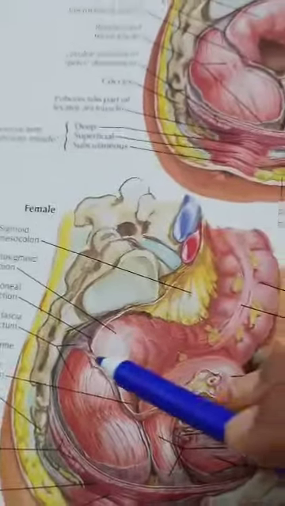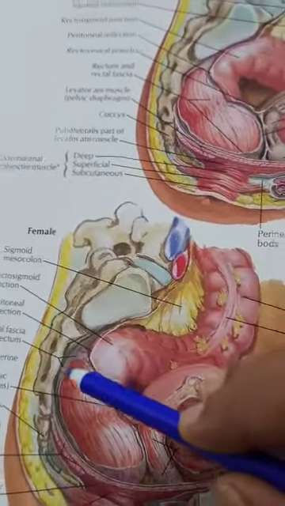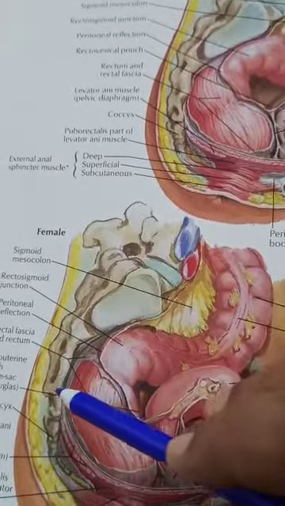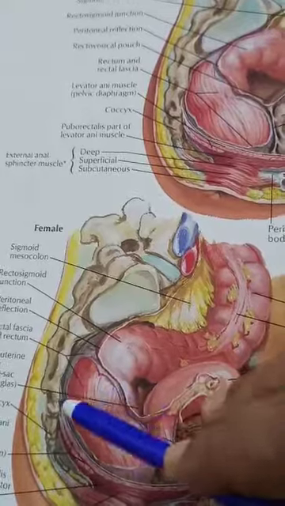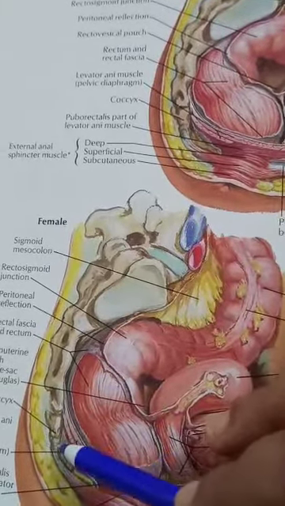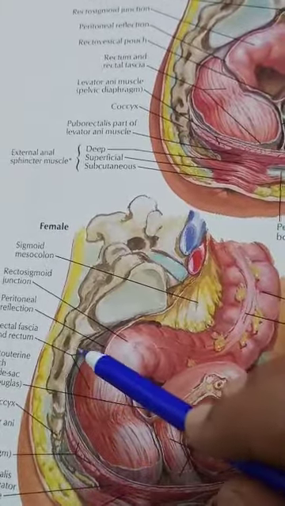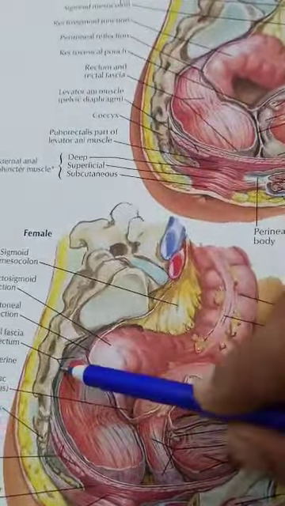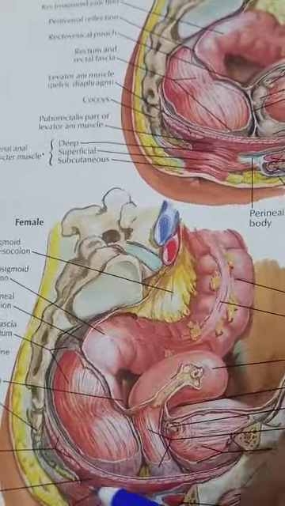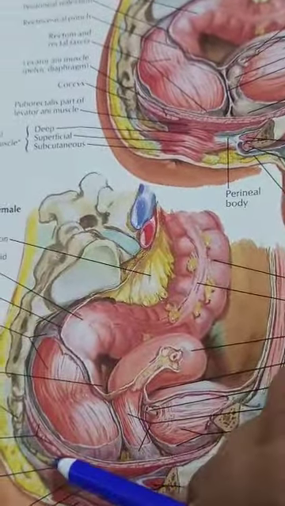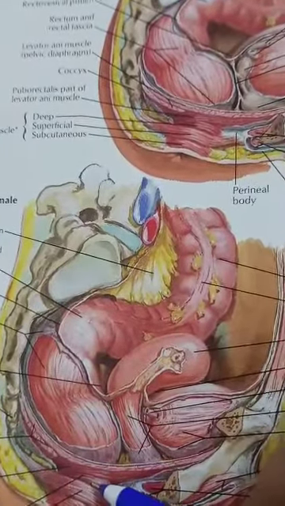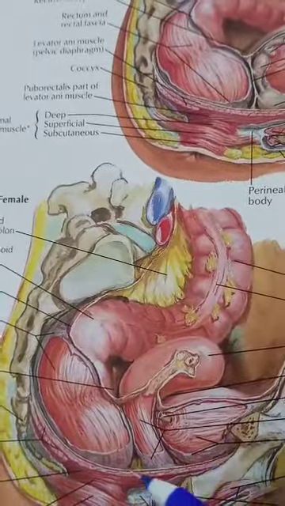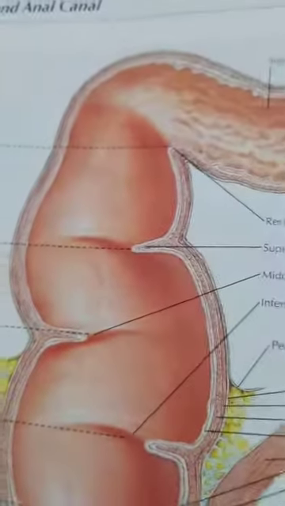Then posterior relations. Posterior relations are common both in male and females. Here we can see it is related to the lower part of the sacrum, that is, the third, fourth, fifth sacral vertebrae. Then the coccyx. So it is related to the lower part of the sacrum and coccyx, both in males and females. Then comes the anococcygeal body, then perineal membrane, and vessels. That's all about the relations.